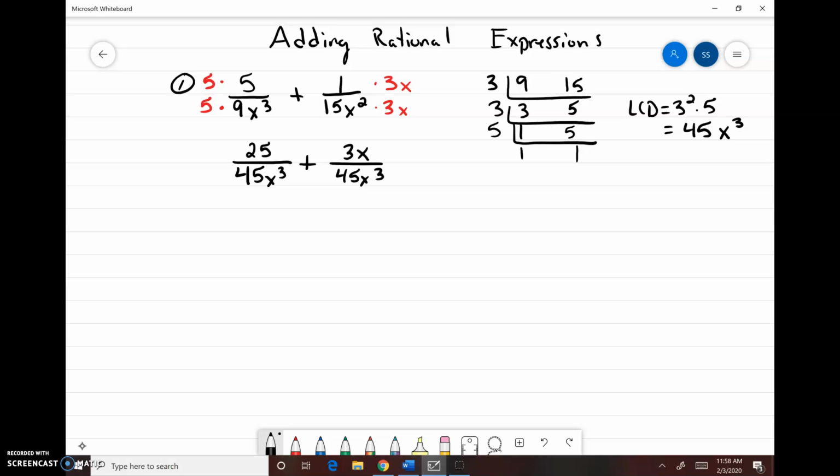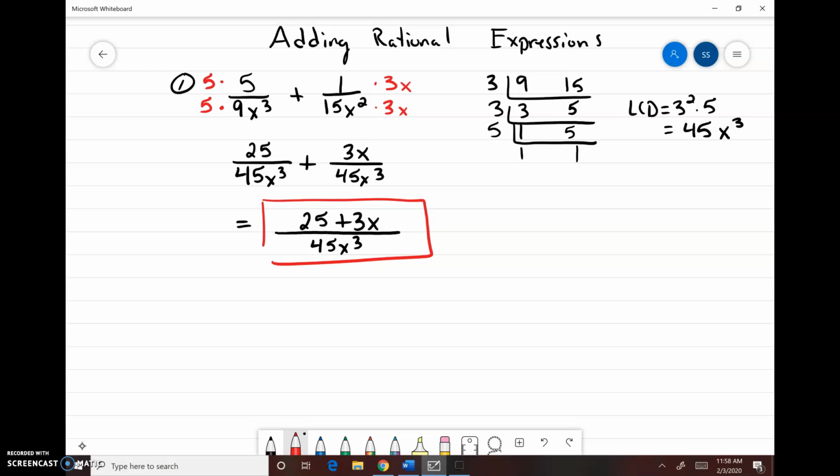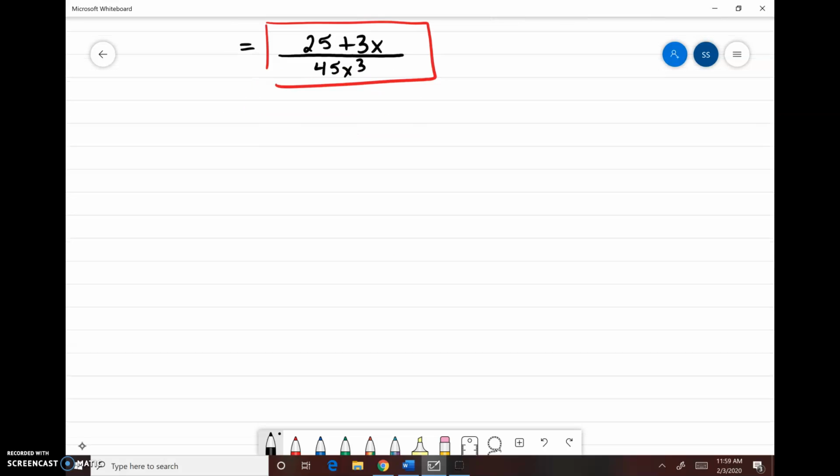They have the same denominators, so now we're ready to add these together. Once you have that same denominator, you can bring it over. So 45x cubed. Now the top says to do 25 plus 3x. Well, now we can't, because those aren't like terms, and I can't simplify it any further, and so then we are done. And there's our final answer. All right, very good. Let's try one more.